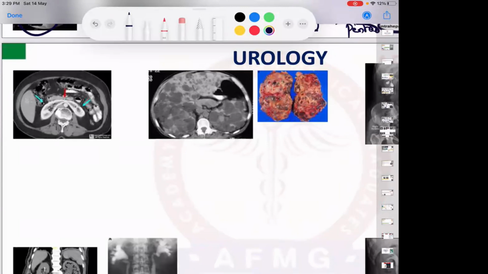Guys, for kidney, what is the contrast study known as? It is called IVP. For the kidney, the contrast study is known as IVP, intravenous pyelography or intravenous urography, IVP or IVU. It is IVP or IVU for the kidneys, or for the upper part of the ureter. So for kidney, renal pelvis, and ureter, it is known as IVP or IVU.